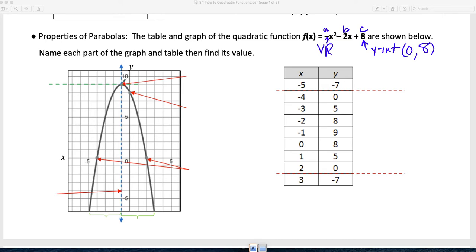Okay, right up here at the top, the highest or lowest point is the vertex. So if I label that, which it says name each part of the table and then find its value. So the vertex is an ordered pair, and this happens to be at (-1, 9). Let's go over here and see.